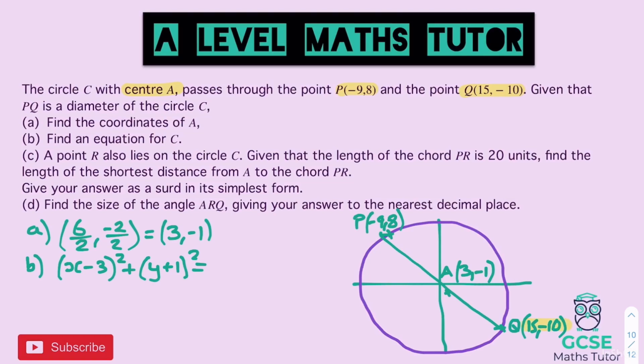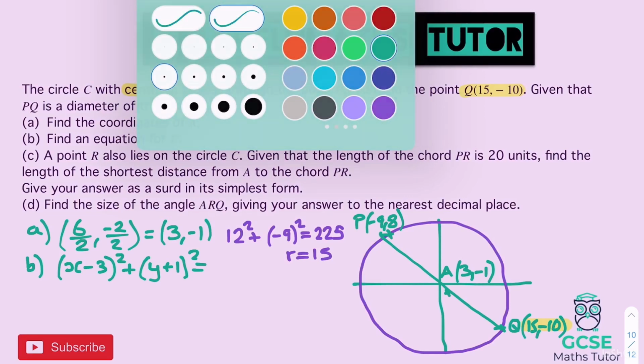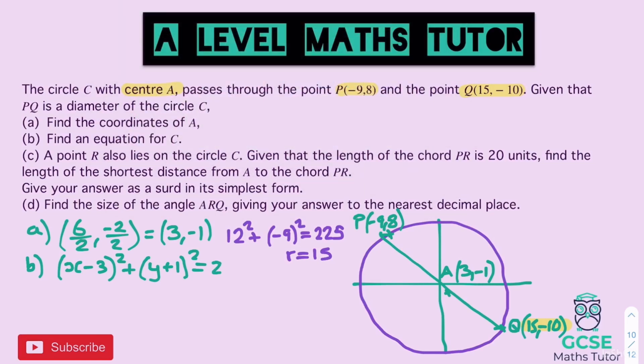Okay, so subbing those in, 15 is our x value, so we've got 15 take away 3, which is 12, so we've got 12 squared, plus we've got y plus 1, so negative 10 plus 1 is negative 9, so negative 9 squared. Well, that's 144 plus 81, which is 225. There we go, so 225. And the square root of that for the radius is 15. There we go, that's quite nice, actually comes out as a nice whole number. But there we go, that's 225 for r squared, and there's the equation of our circle.